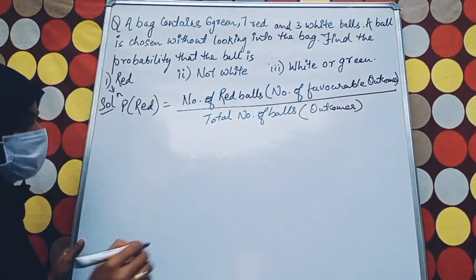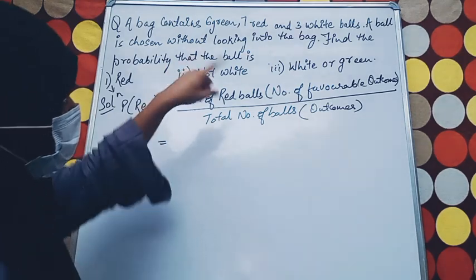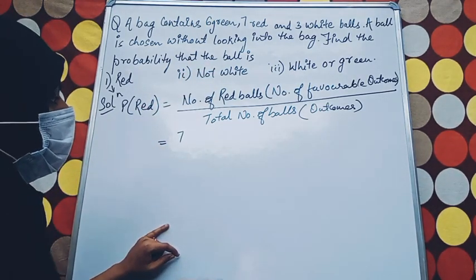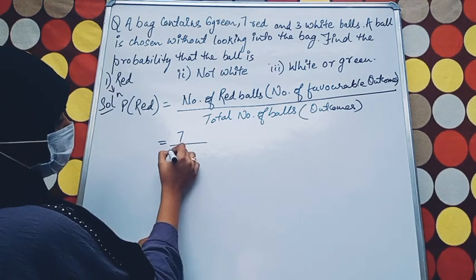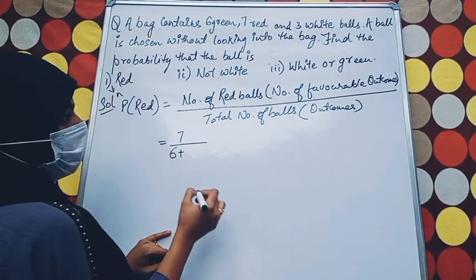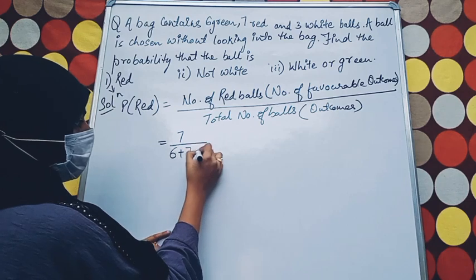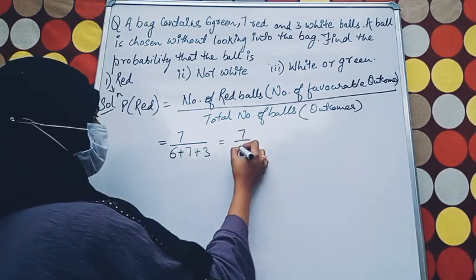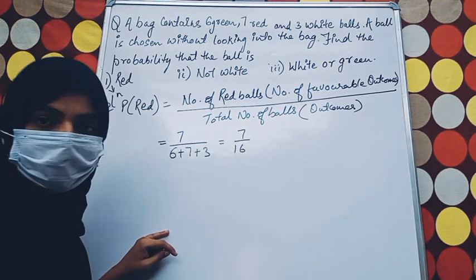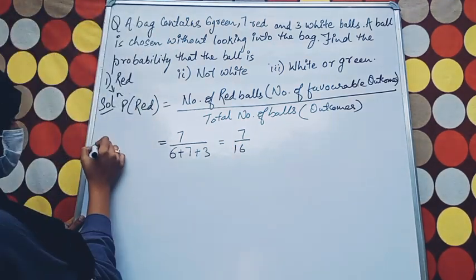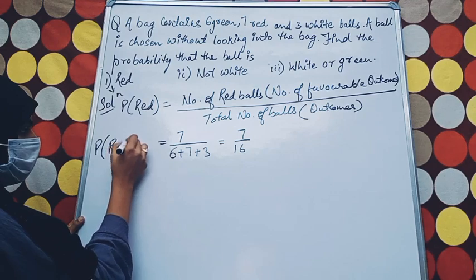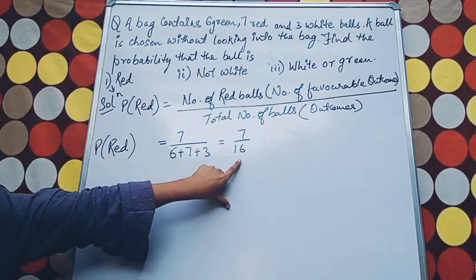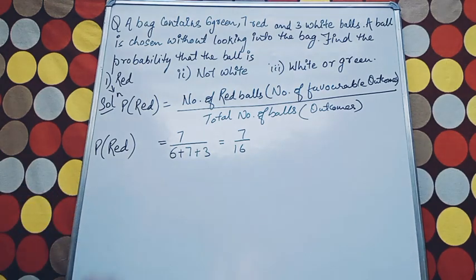So how many red balls are there? 7. And the total number of balls will be 6 green plus 7 red plus 3 white. So it will be 7 upon 16, the probability for a red ball. I hope you understood.